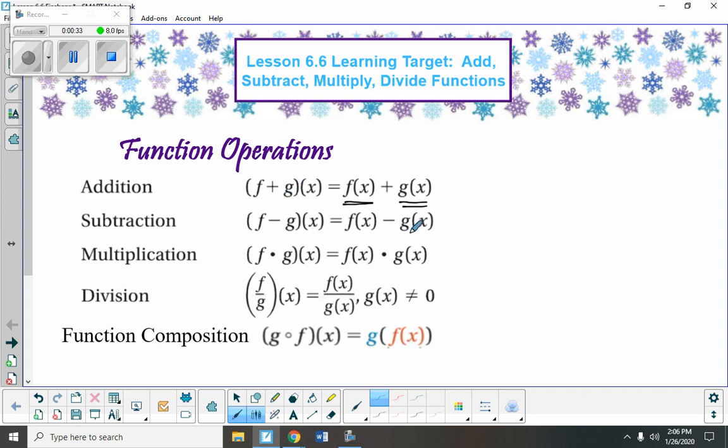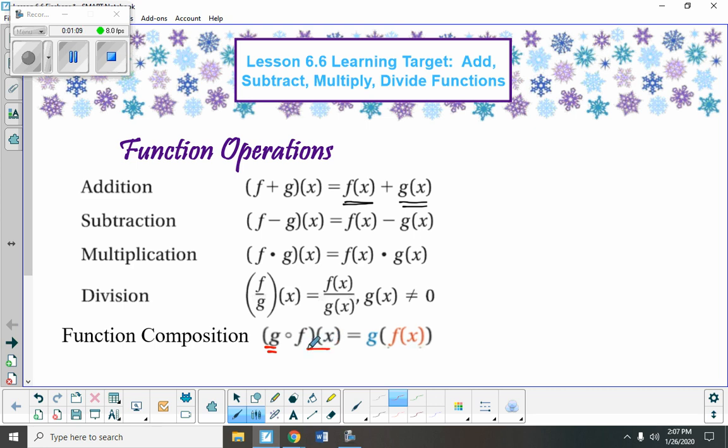f of x minus g of x can be written as (f − g)(x). f of x times g of x can be written like this, (f · g)(x). The division, you can see, instead of f of x over g of x, could be written as (f/g)(x). And then this is function composition, which is g of f of x. And what that's saying is you're looking for the value of the g function at the value of what the f function is at x.